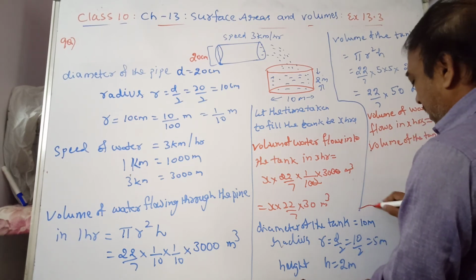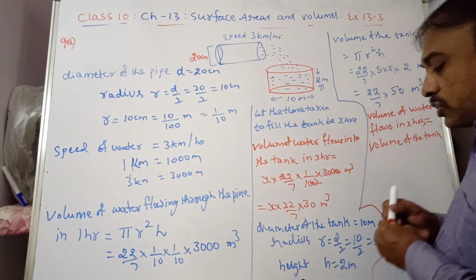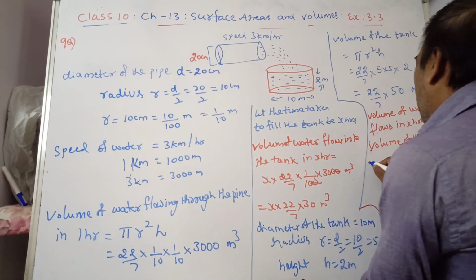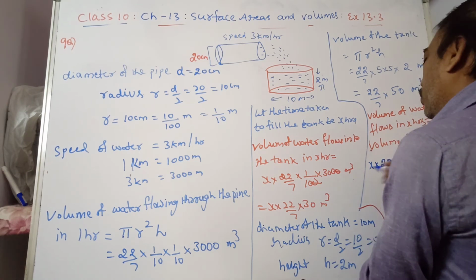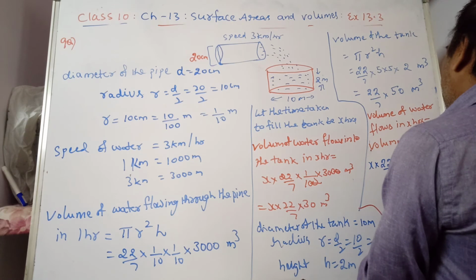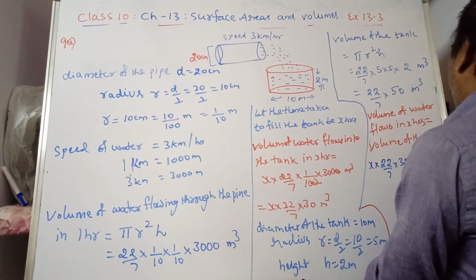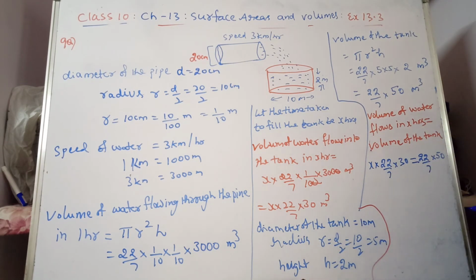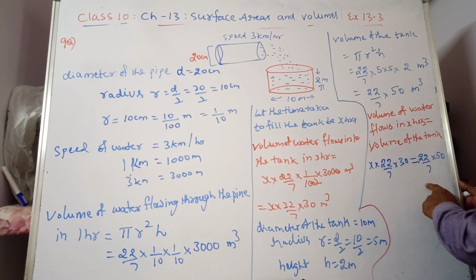Volume of water flowing in x hours is equal to the volume of the tank. So the volume of water in x hours is x into 22 by 7 into 30, which is equal to 22 by 7 into 50. So x into 22 by 7 into 30 is equal to 22 by 7 into πr²h.